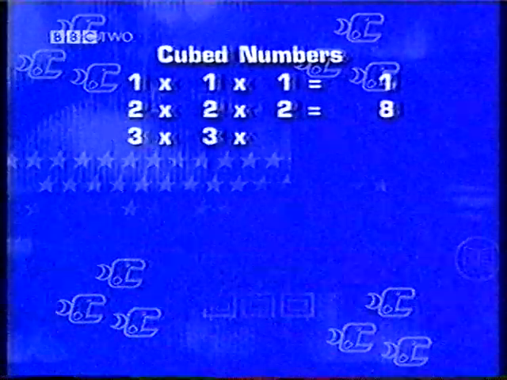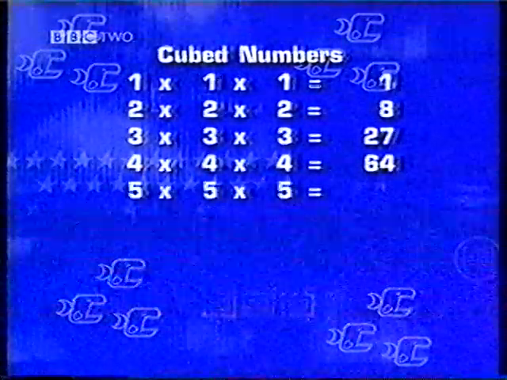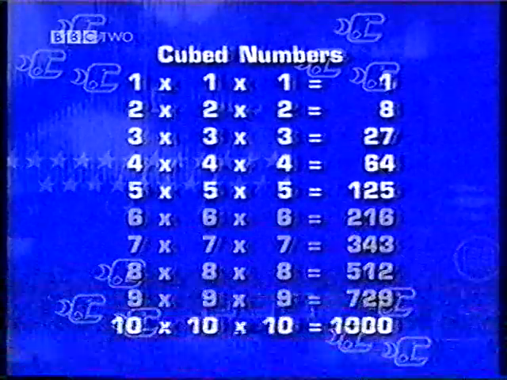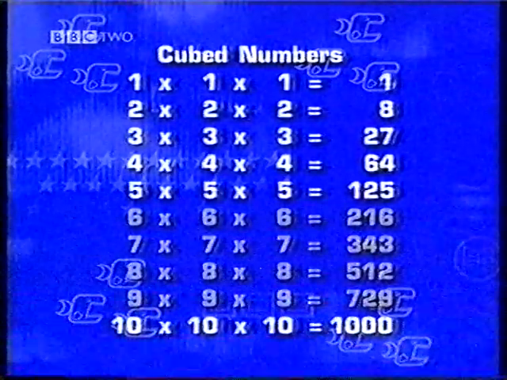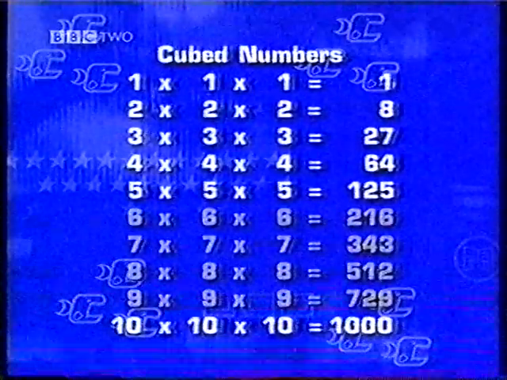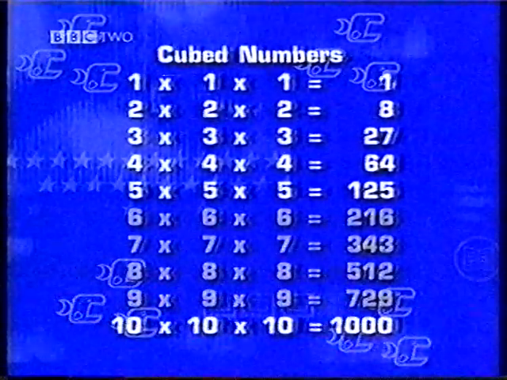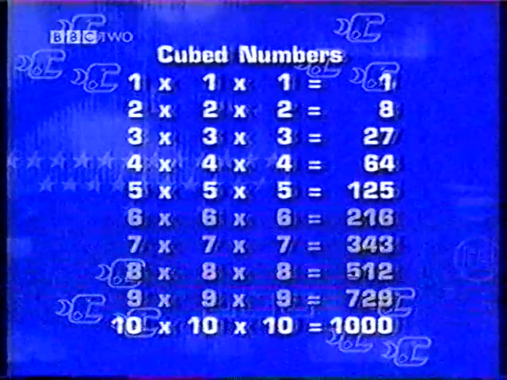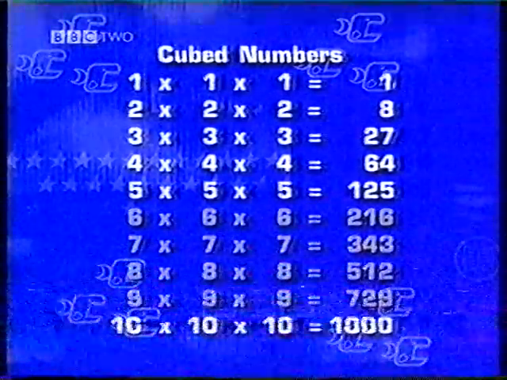You should at least know 1 cubed, 2 cubed, 3 cubed, 4 cubed, 5 cubed, and 10 cubed. So you should be able to recognise 1, 8, 27, 64, 125, and 1000 as the cubes of 1, 2, 3, 4, 5, and 10.